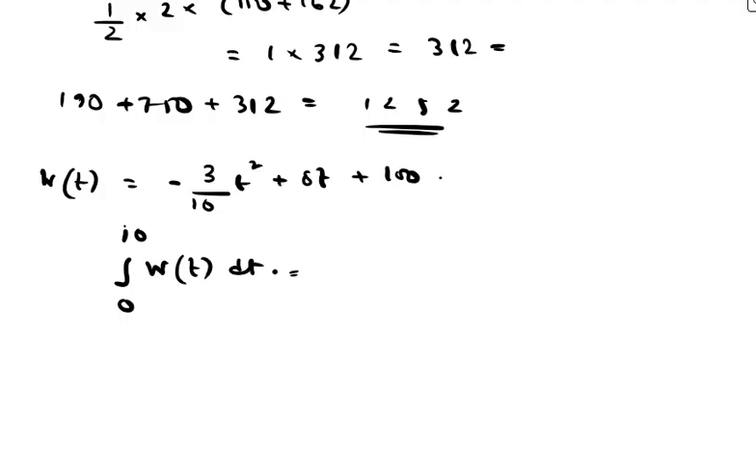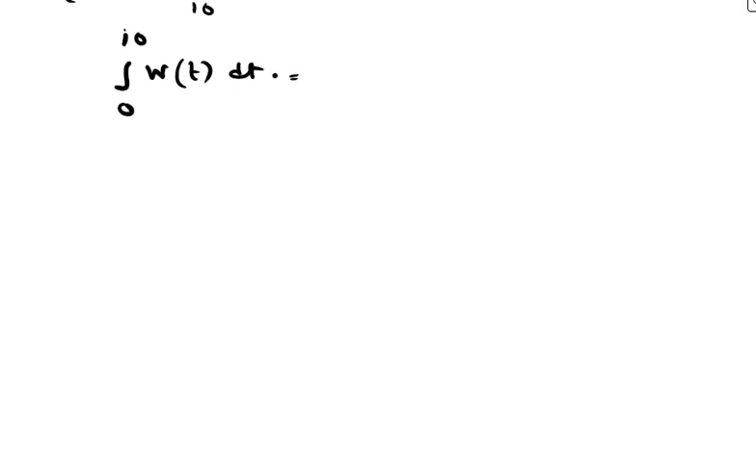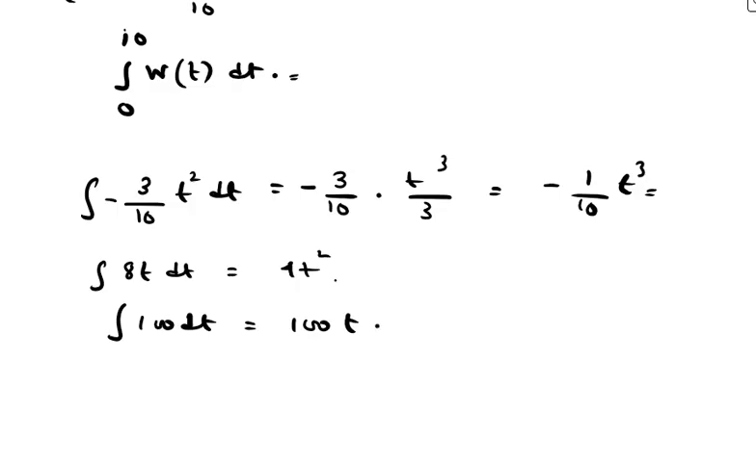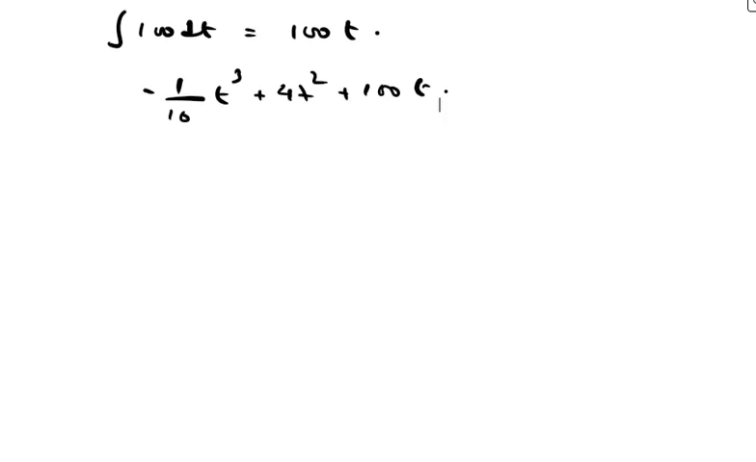First integrate. The integral of -(3/10)t² dt is equal to what? -(3/10) into t³/3, that is -(1/10)t³. The integral of 80t dt is 40t², and the integral of 100 dt is 100t. So the antiderivative becomes -(1/10)t³ + 40t² + 100t. Now evaluate from 0 to 10.